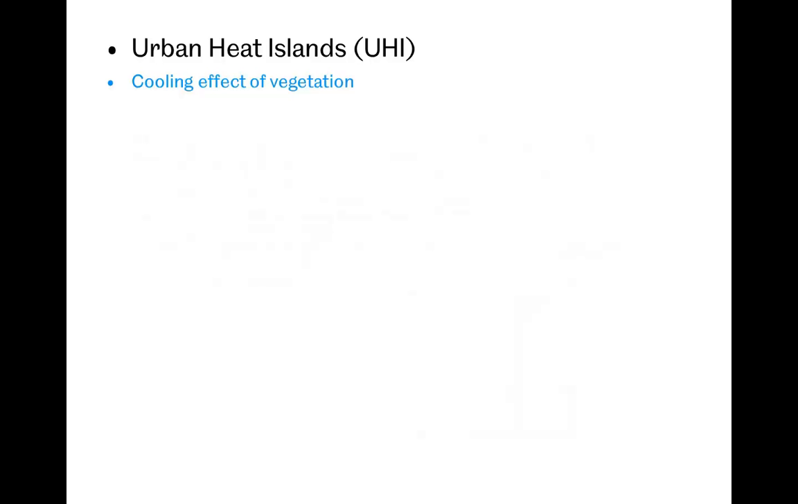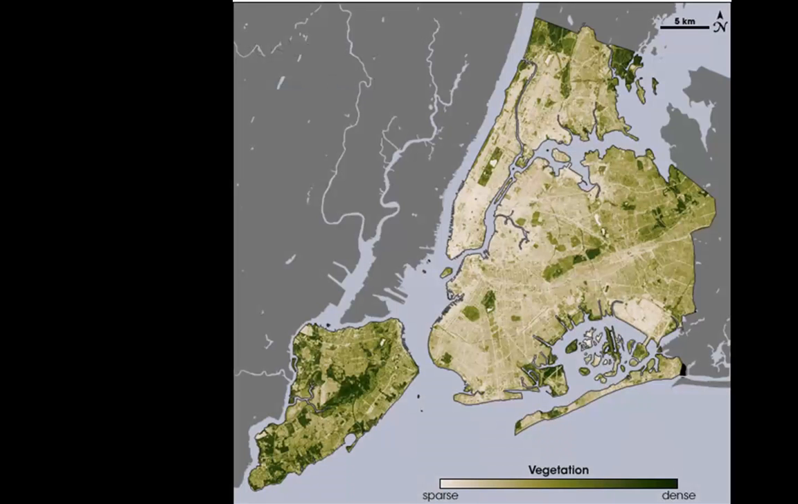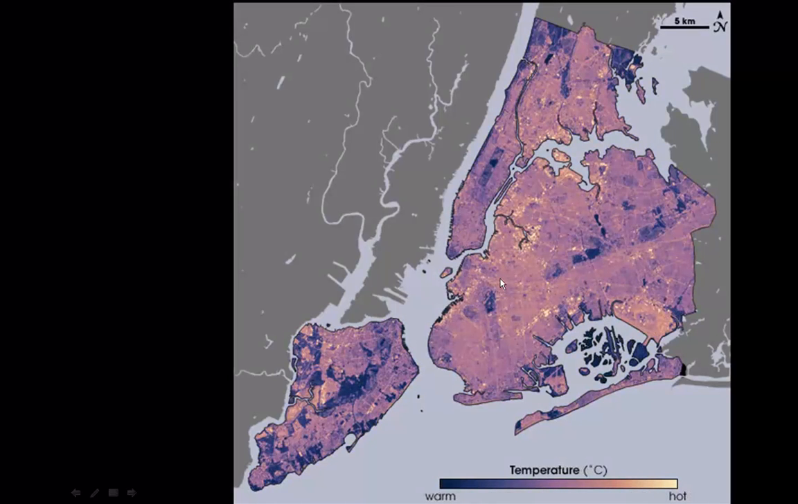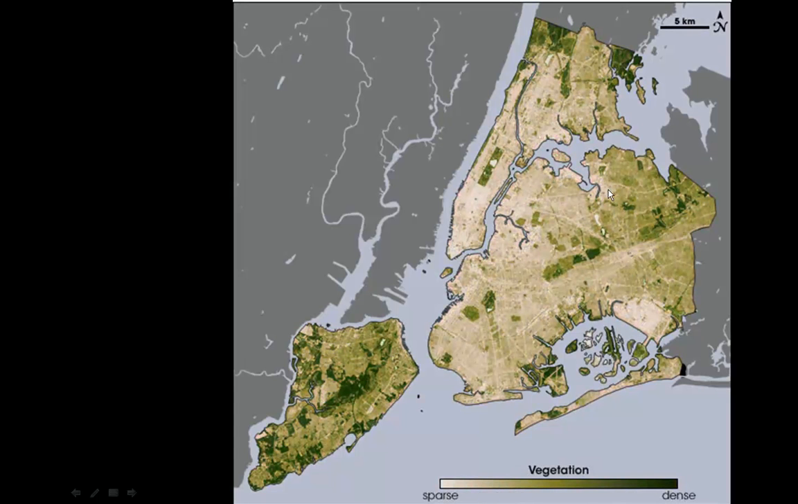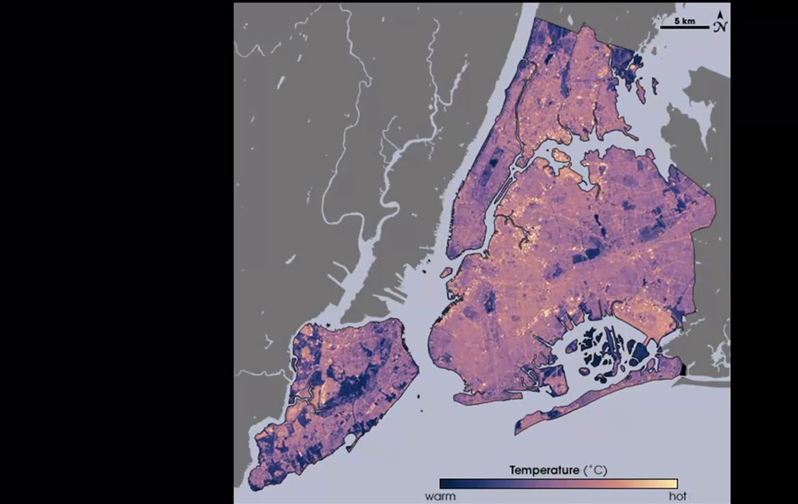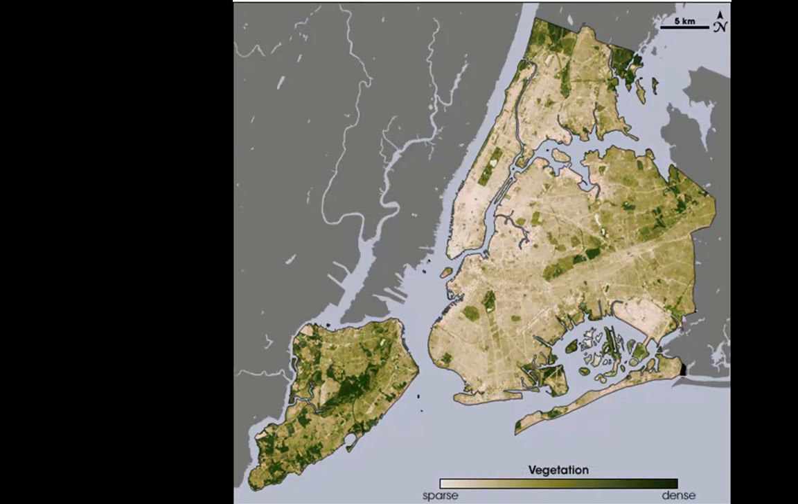Okay, the cooling effect of vegetation. If we look at another example here, so here's the aerial image of a city, and you can see the green areas, the areas of vegetation, and then the grey, which is the city areas. And if we overlay the heat, you can see how much cooler our vegetated areas are. So if we go back, the heat is generally being trapped in the urban areas.